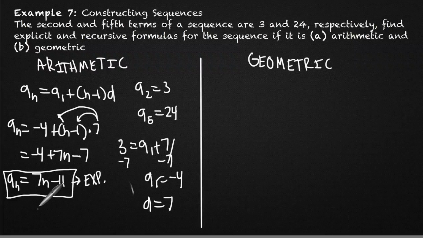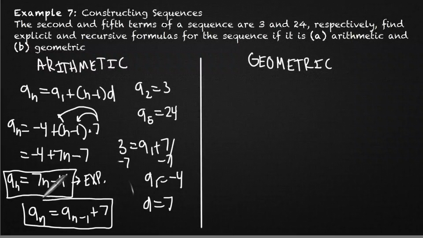If we wanted a recursive formula, if you remember, that's the easy one. That's just saying that A sub n is equal to the previous term plus 7. And that's it. So there's your recursive formula. Because D is 7, so you're adding 7 each time. All right, let's jump over here and finish up with geometric.